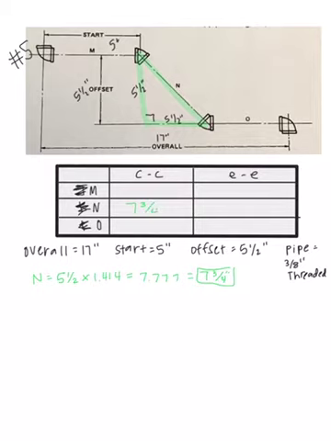Okay, now I'm looking at pipe M up at the top. Pipe M goes from center of this 90 to center of this 45, and it's the same distance as the start distance. And so we already know the answer to M is 5 inches.